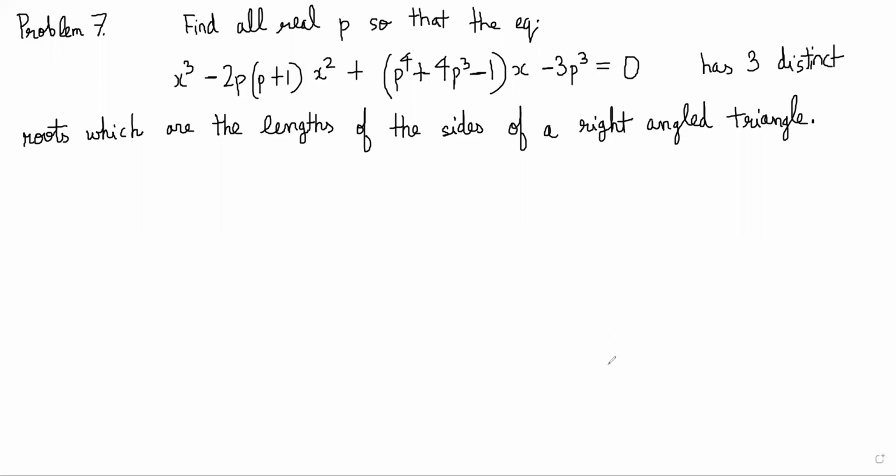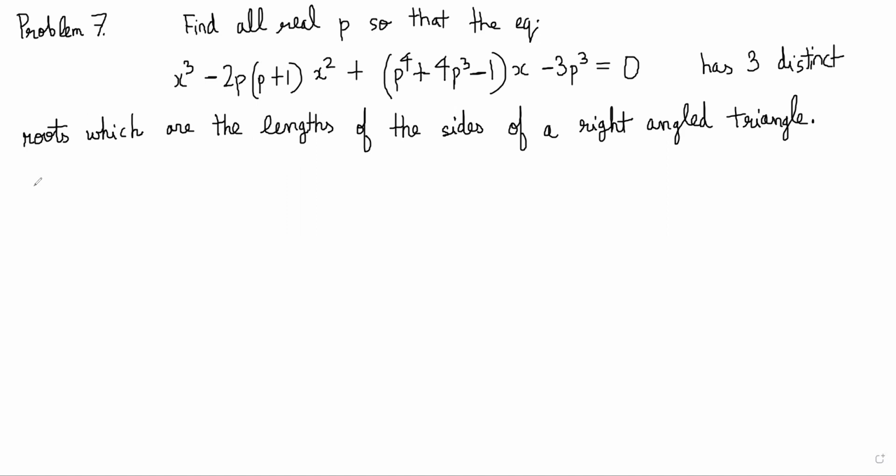Hi. So in this problem, we are going to look at a cubic equation, and there is a twist. The three roots of this equation are distinct, and they are the lengths of the sides of a right angle triangle. We have to find all the real p's so that this equation has three roots, which are the sides of a right angle triangle, right?